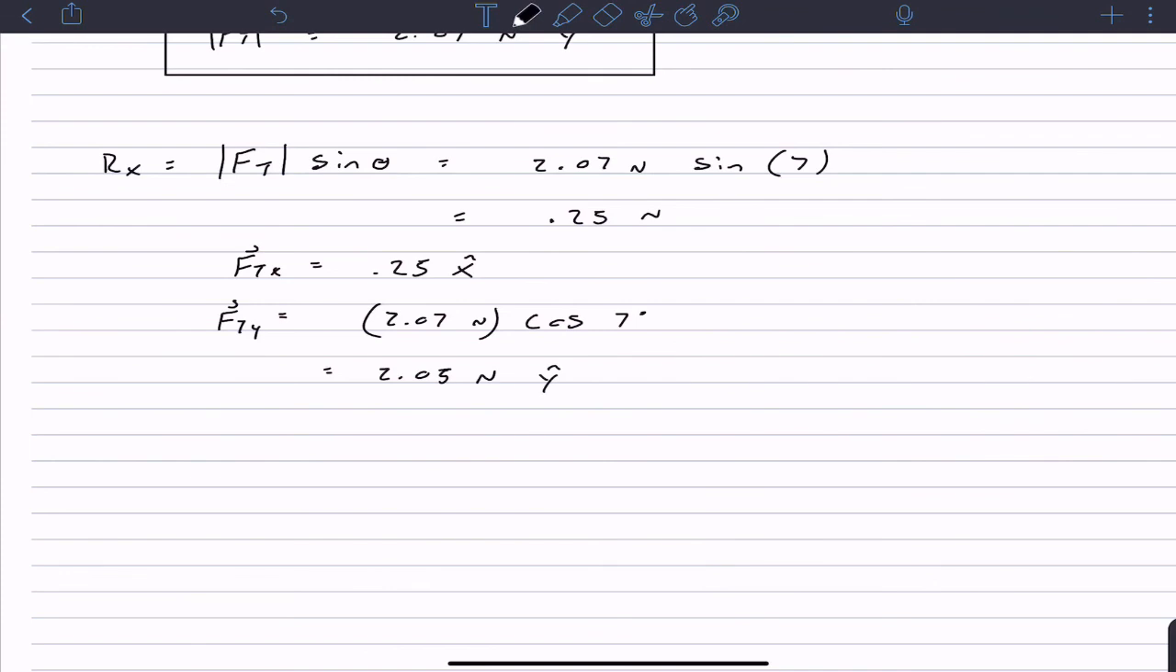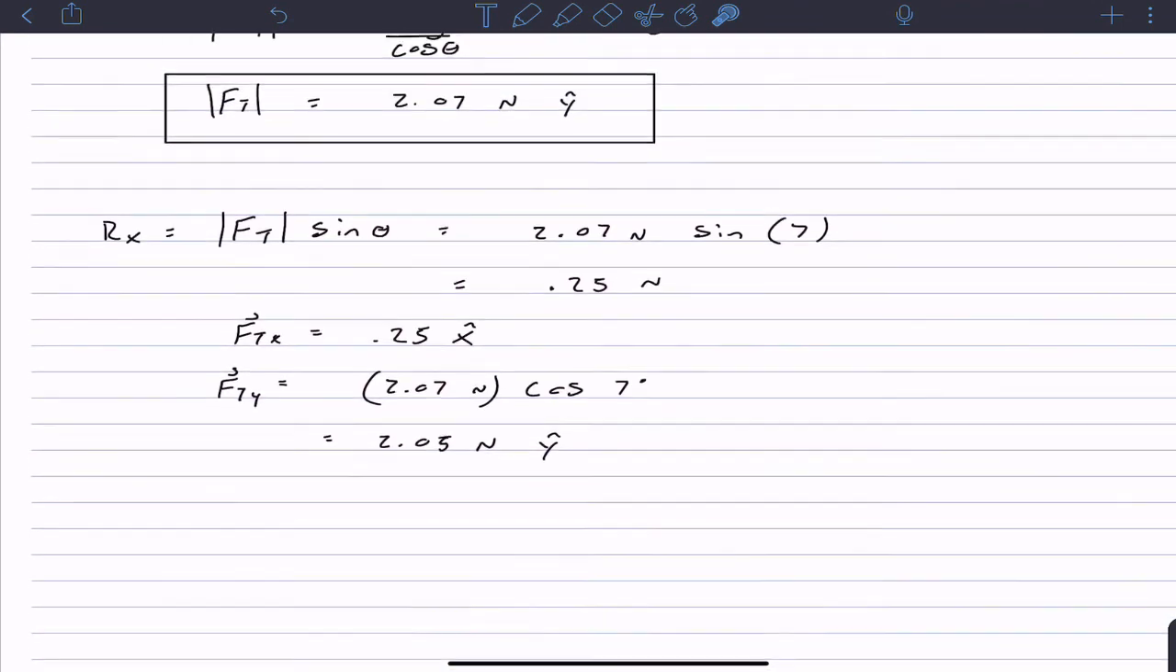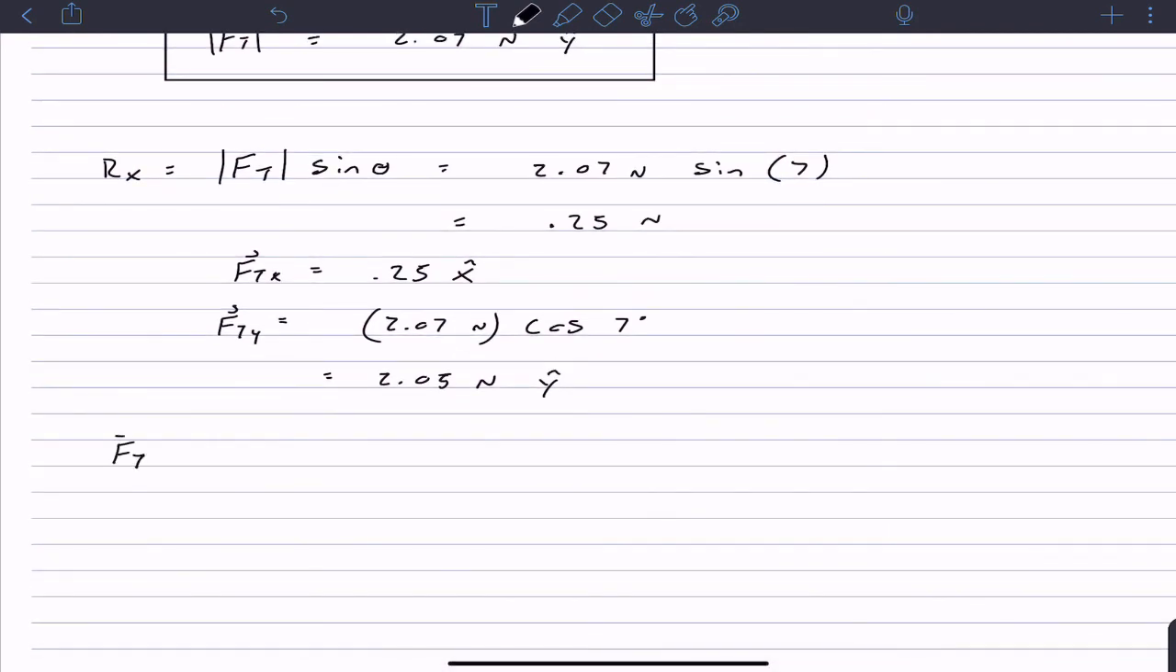Again, it's because we're almost exactly equal. So like here we have 2.07 newtons is what we had in the y direction, and now we're still pretty much at the same value because we haven't really deviated too much from that original position. Okay, so that's it. That's what we have. So here we got 0.25 newtons x hat plus 2.05 newtons y hat.